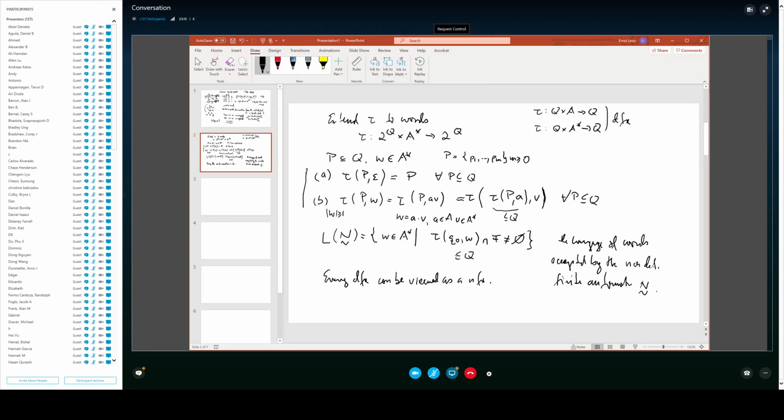Obviously. Professor, on that note, so all up until now, we were just trying to figure out whether or not a non-deterministic automaton could be made into a deterministic automaton.